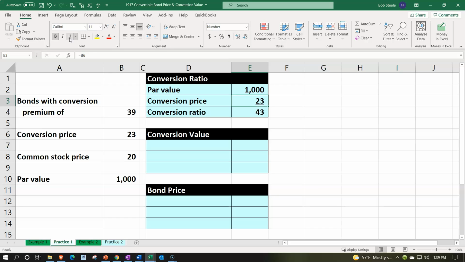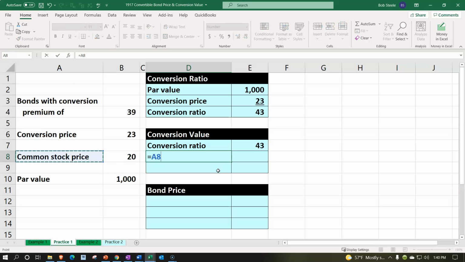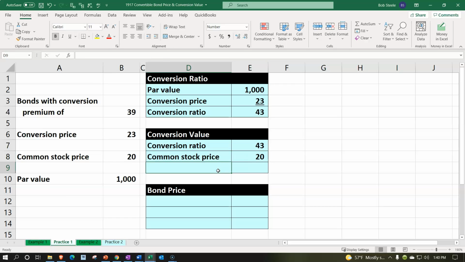We can then take a look at the conversion value. The conversion value is the conversion ratio, meaning the number of stocks we can convert the bonds into, multiplied times the common stock price, what the stocks are currently trading for. In other words, if we can convert the bonds to 43 shares at a current share value of 20, multiplying that out gives us our conversion value equal to 43 times 20, or 870.